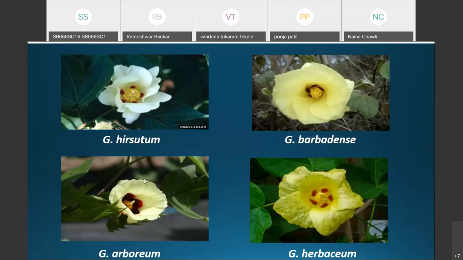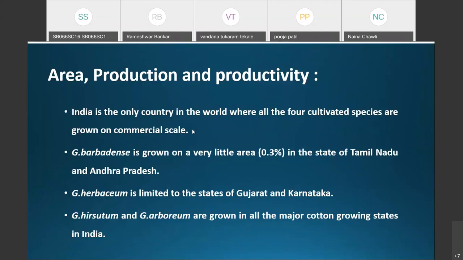These are the four species which are commercially used for the production of cotton. Then, area, production and productivity of cotton.